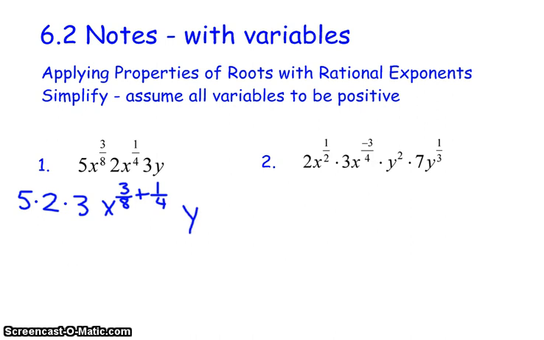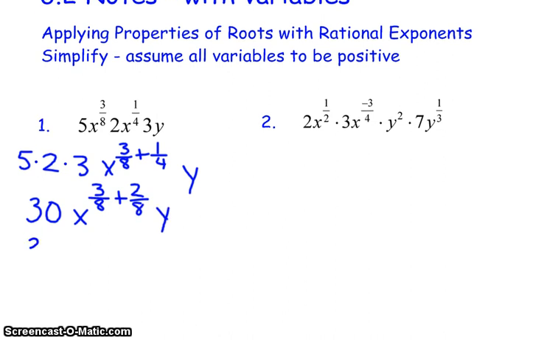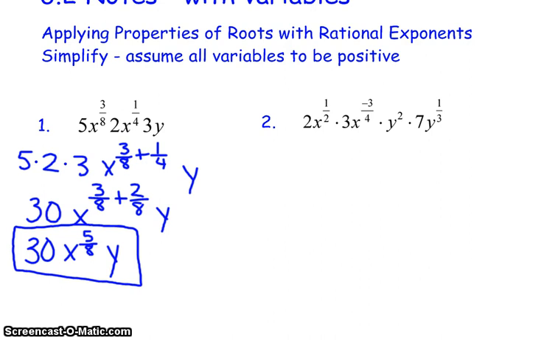Now, just starting to simplify, 10 times 3 is 30. For x, we're going to get a common denominator, 3/8 plus 2/8, y. And then we would end up with 30 x to the 5/8 y. And that would be our final answer as simplified as possible.